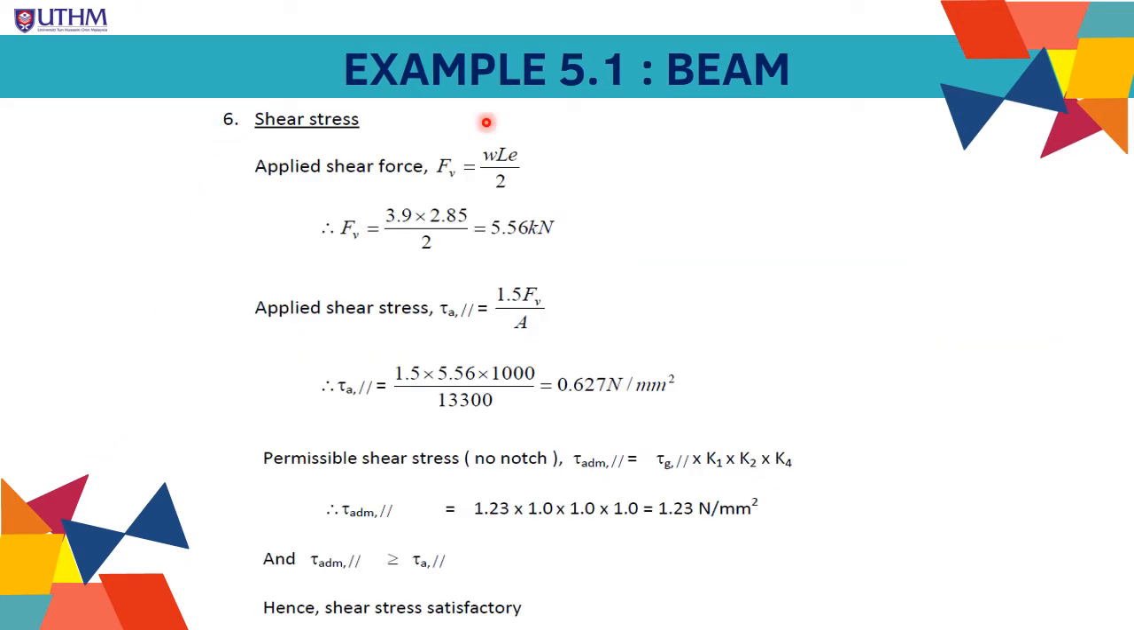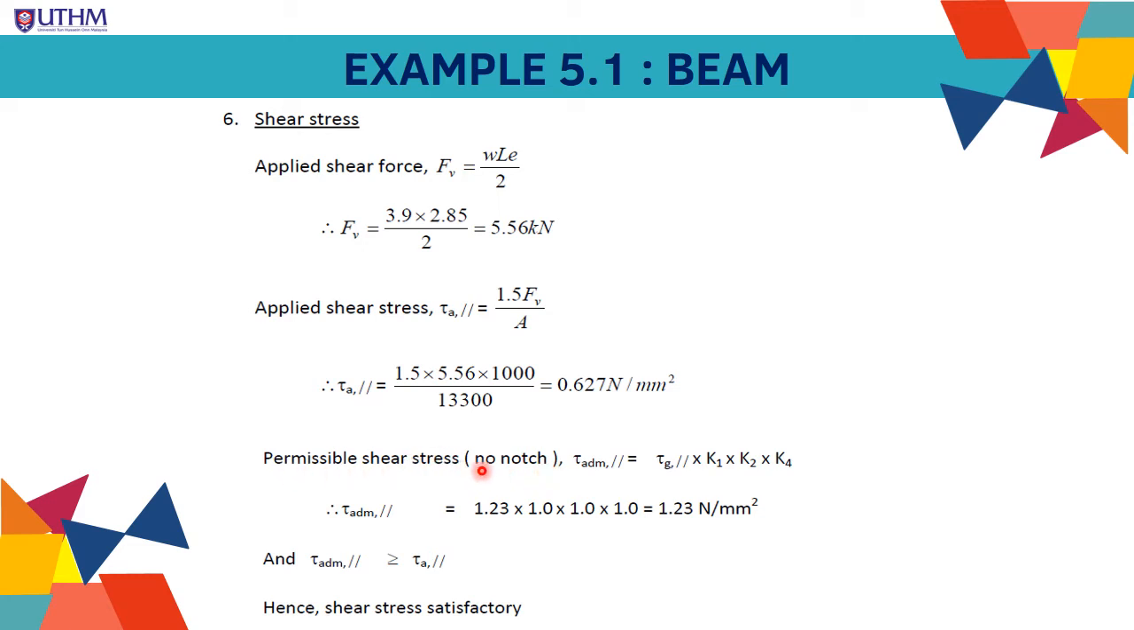We check the shear stress for the beam. Calculate the applied shear force by WLe divided by 2. So W is our UDL times the effective length divided by 2. We get our Fv is 5.56 kilonewton. Then to get the shear stress is 1.5 Fv divided by A. Okay. So we get 0.627 Newton per millimeter square.